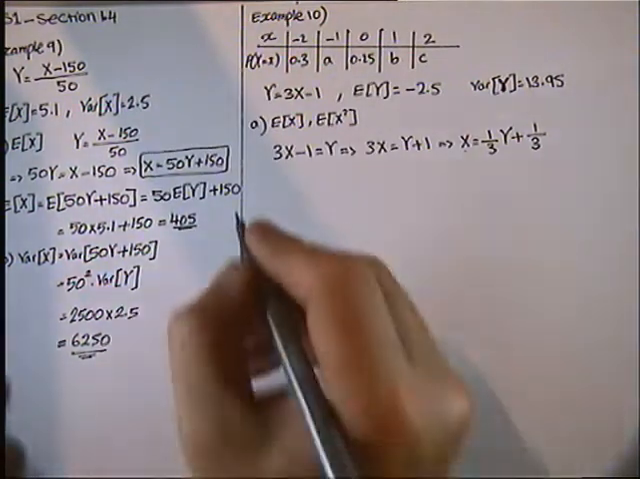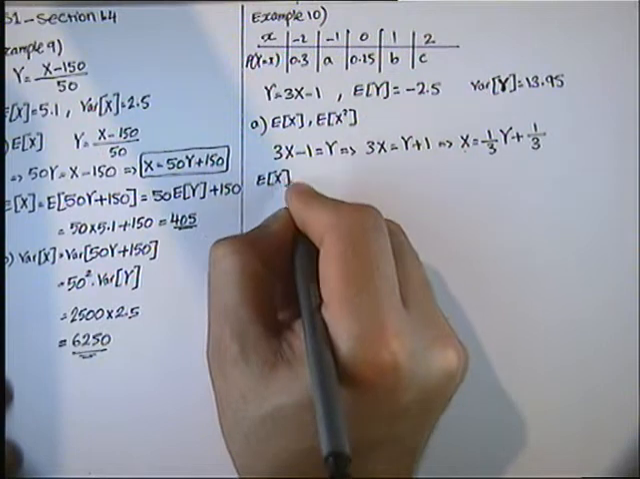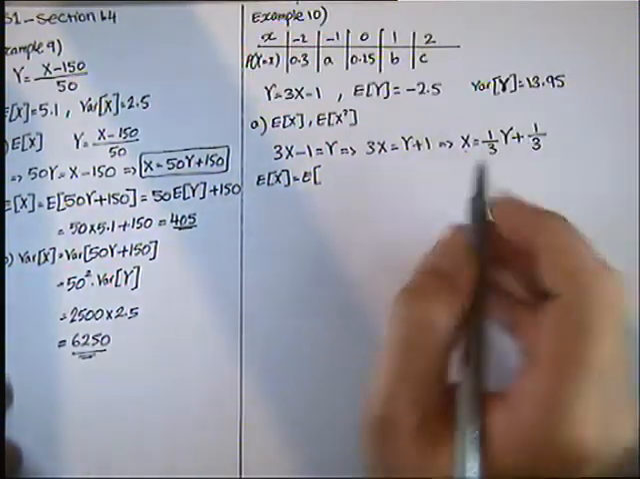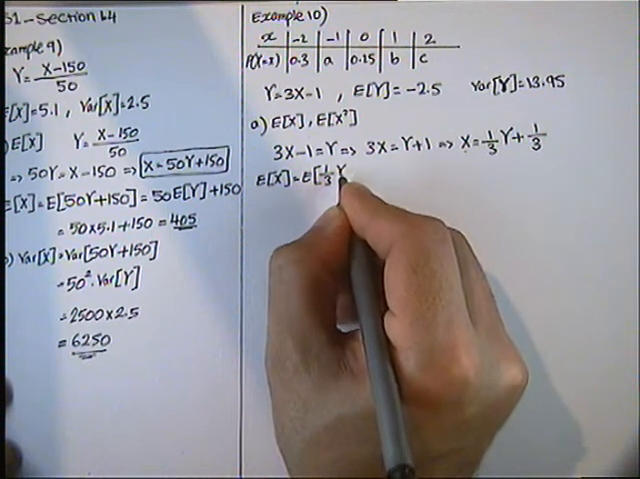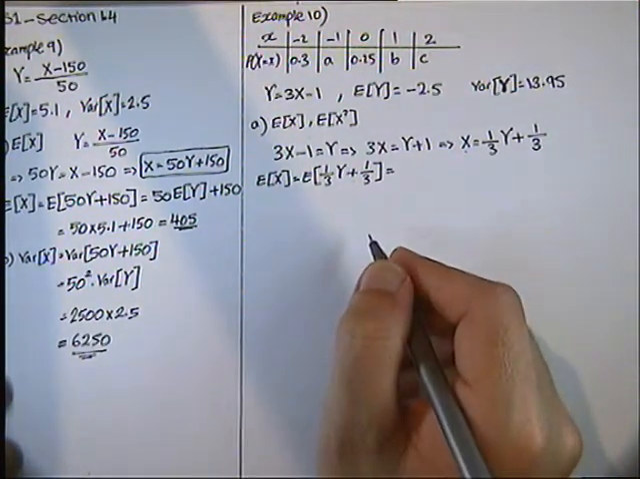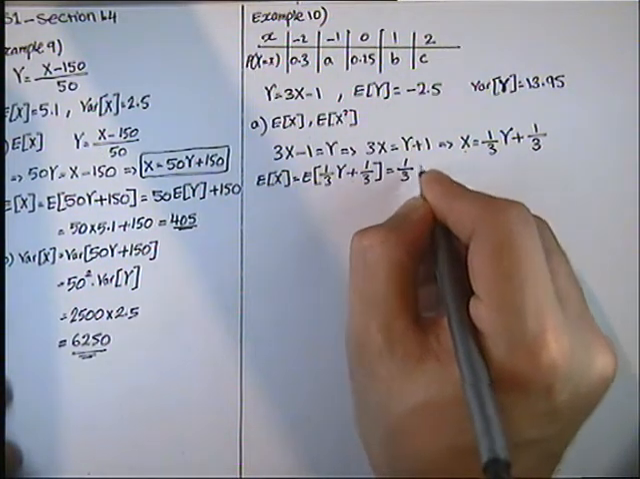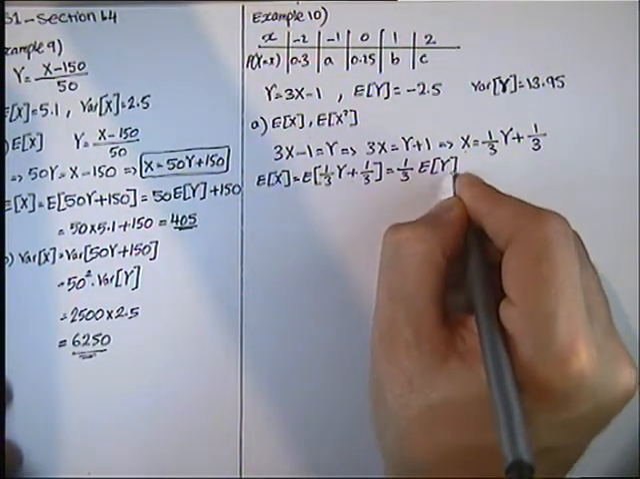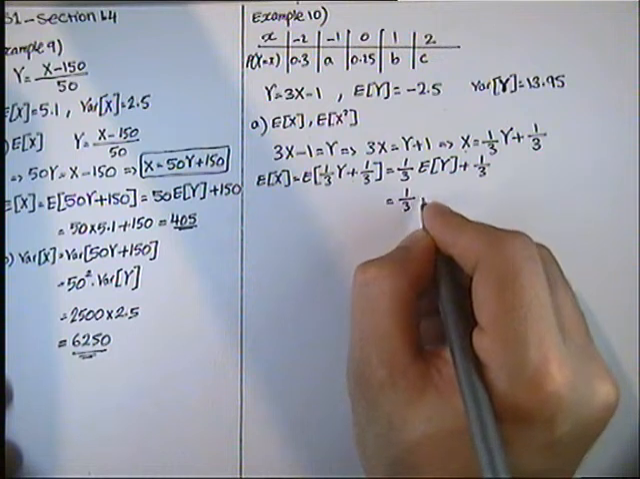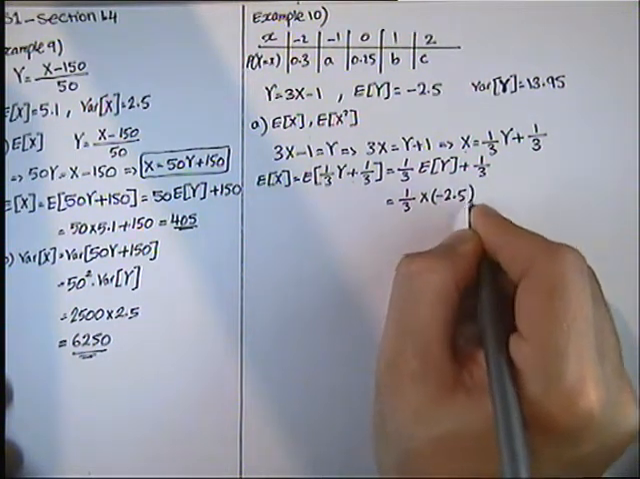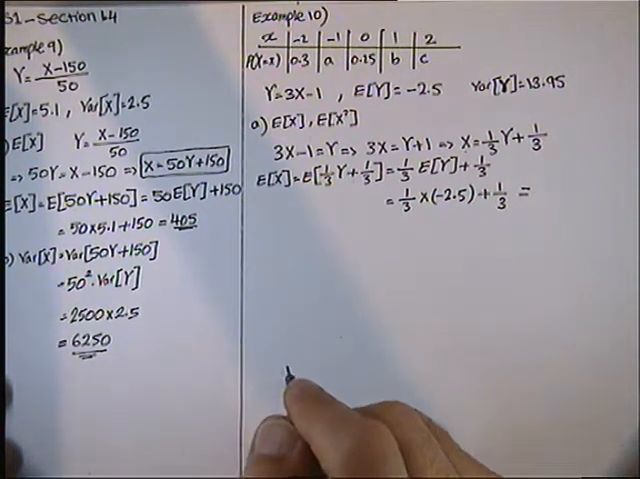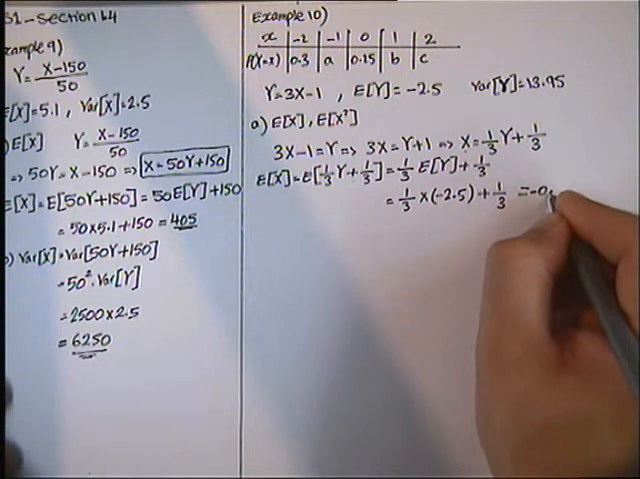Okay, E of x is equal to E of, what is x? 1/3 y add 1/3. Based on the formula, E of ax plus b is a times E of x plus b. So 1/3 of E of y add 1/3, which is 1 over 3 times negative 2.5 add 1 over 3, which is negative 0.5.